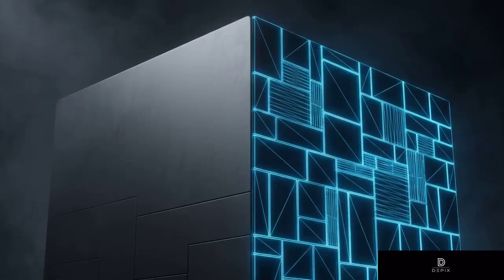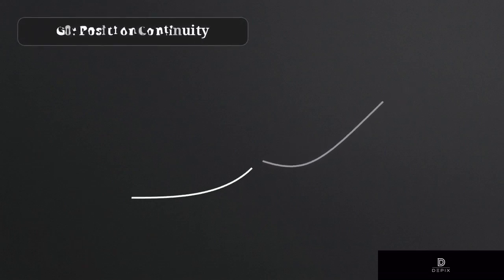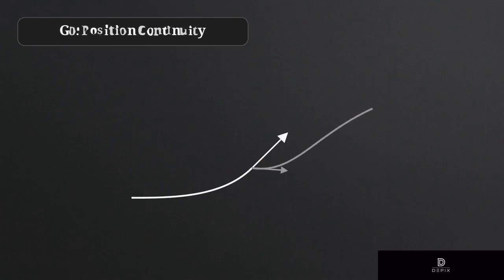To understand why the light breaks, we have to look at the exact math used to stitch those digital panels together. This animated diagram shows the most basic connection, called G0, or position continuity. The edges of two curved panels touch, successfully closing the gap, but their angles do not align. It creates a distinct sharp corner.